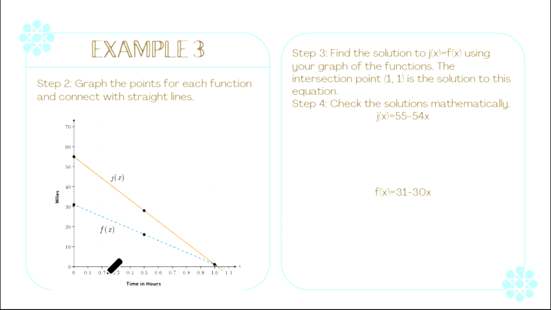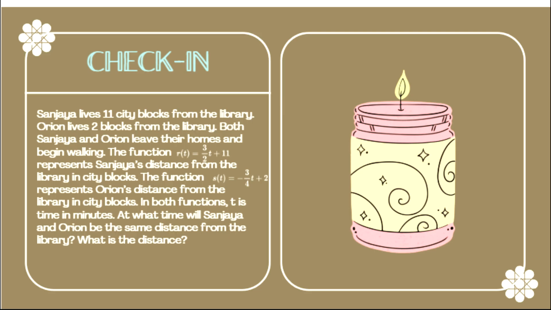Okay, this is a tenth of an hour. Okay, so they're going to meet at 1 hour. So we're going to take our answer, which is 1 hour, and plug it in for x, which means we have 55 minus 54 times 1, which is just 55 minus 54, which gives us 1. Okay, and then we have 31 minus 30 times 1, which is just 30. So 31 minus 30 gives us 1. These match. We were right.